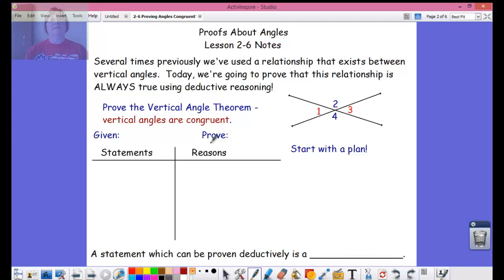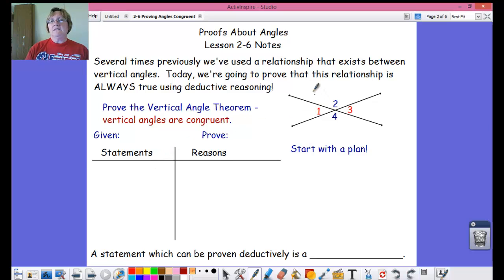Welcome to our last lesson in Chapter 2. Today we are going to try to accomplish two things. We're going to learn some information about angles, and as we do it, we'll also be practicing writing some proofs. So let's begin. Since the beginning of this course, really, we've been using a relationship that exists for all pairs of vertical angles, that they are equal in size. Today we're going to prove that for the first time using deductive reasoning.